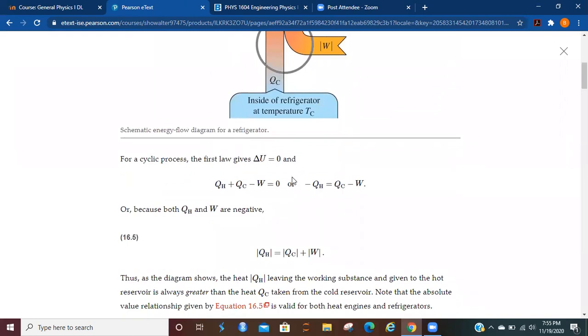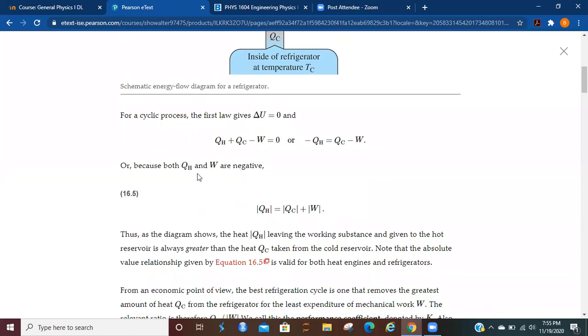So for a cyclic process, the change in the internal energy is going to be 0. And so therefore, Q minus W is going to be equal to 0. Given the sign conventions that we had up there at the top, this is what we're going to come up with. Because both this and this are negative, the absolute value of this is going to be equal to the absolute value of this plus the absolute value of this.